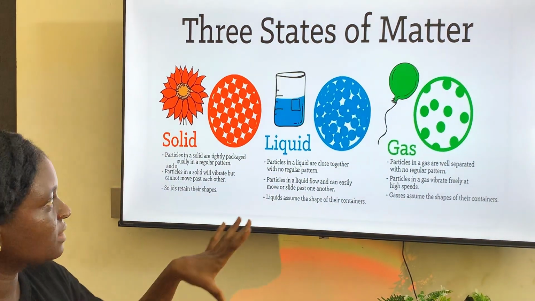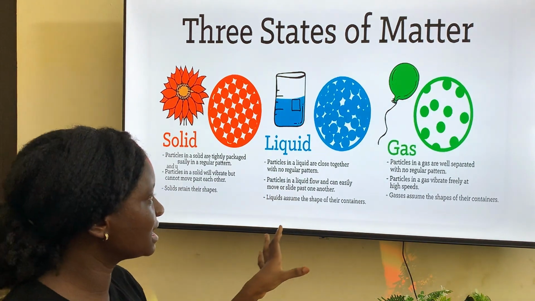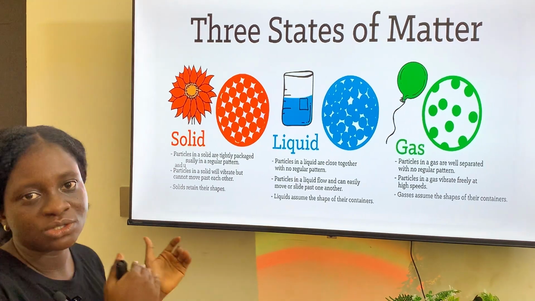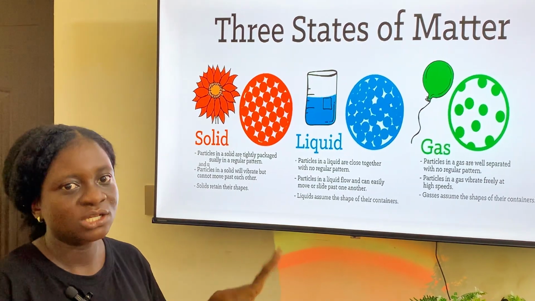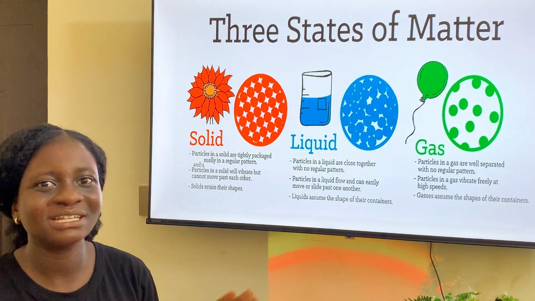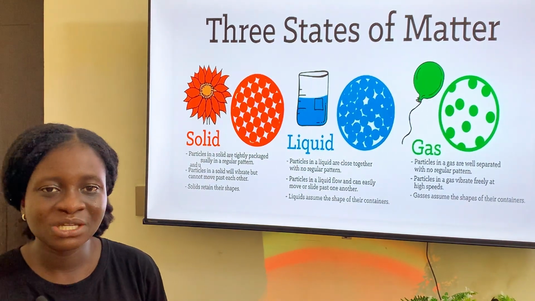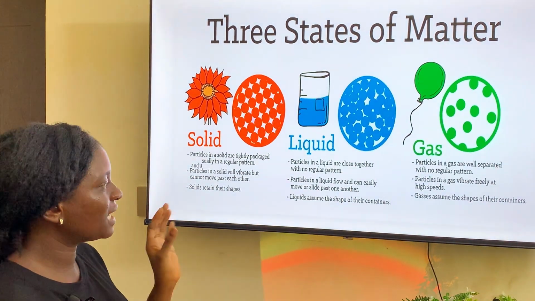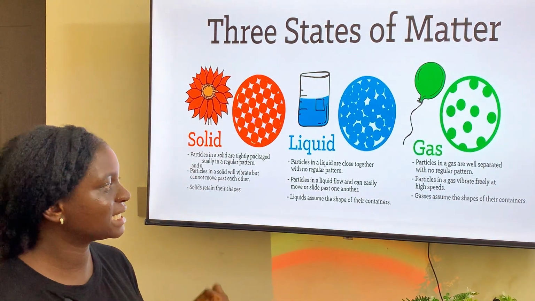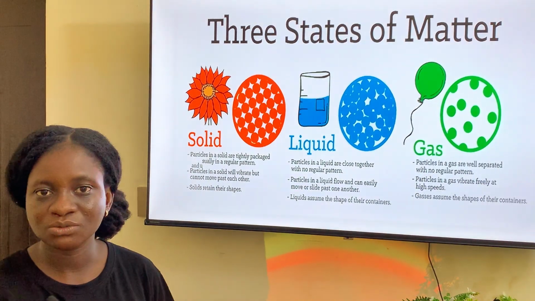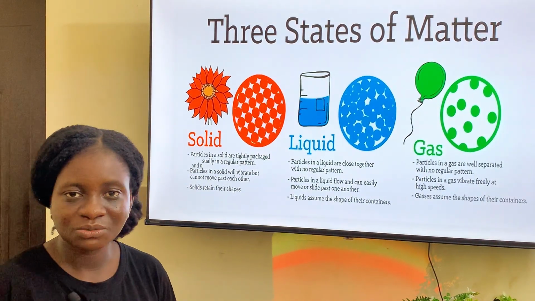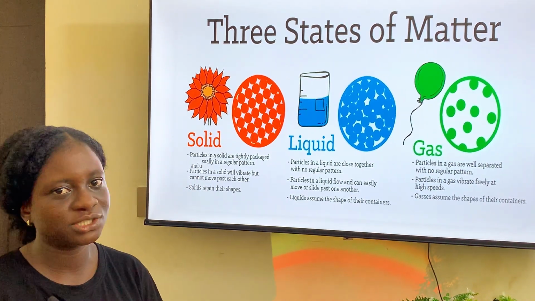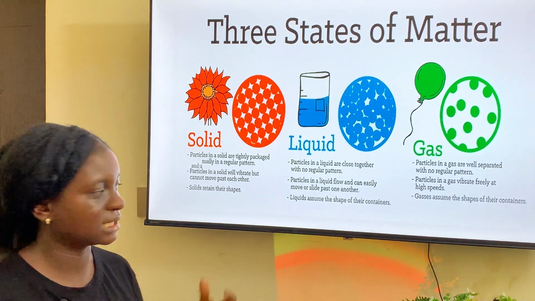Look at the liquid state. From the picture, particles in a liquid state are close together with no regular pattern. Besides, the solid state has a regular pattern. So the liquid state, they don't have any regular pattern. Anywhere you swirl it to, they just move by it. So particles in a liquid can easily move or slide past one another. If you swirl it from one side to the other, it moves. They are not tightly packed together, just like particles in the solid state.